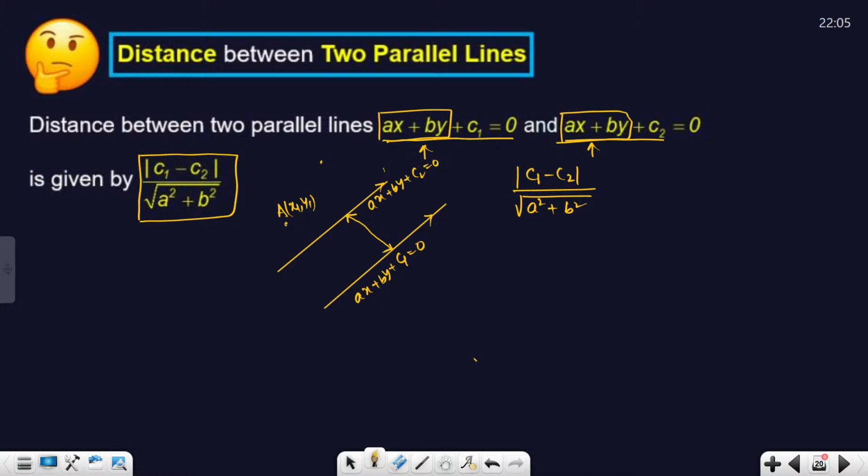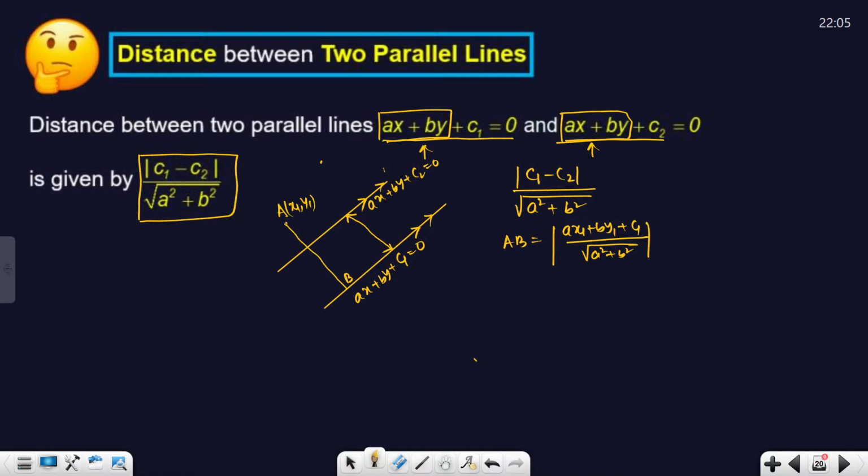Now, from point A, if I draw a perpendicular on this line, what will be the perpendicular distance? Let us say this point is B. So what is AB? It is modulus of Ax1 plus By1 plus C1 divided by root over of A square plus B square, correct? Since this perpendicular is perpendicular to this line, obviously it will be perpendicular to the other line also.